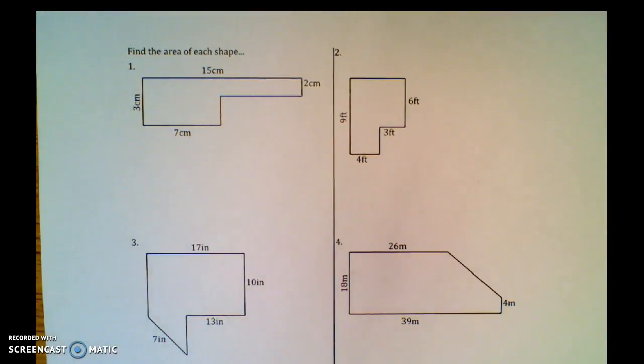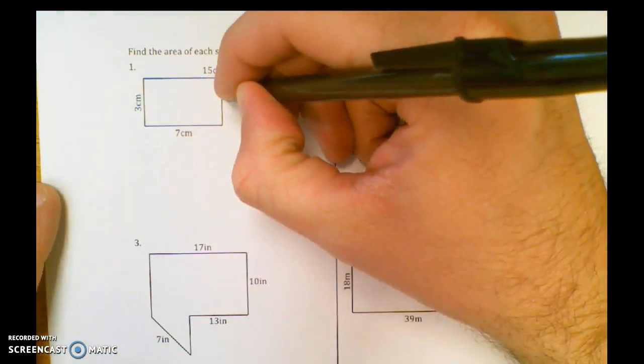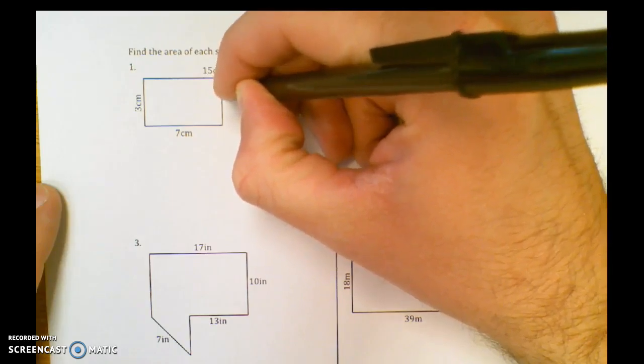Alright, so let's find the area of the shape. So looking at number 1, right away I can tell that I can't use a traditional formula because it's not a normal shape. But for me, I can see a couple ways to do this problem. Right away I see I can break this up into two rectangles.